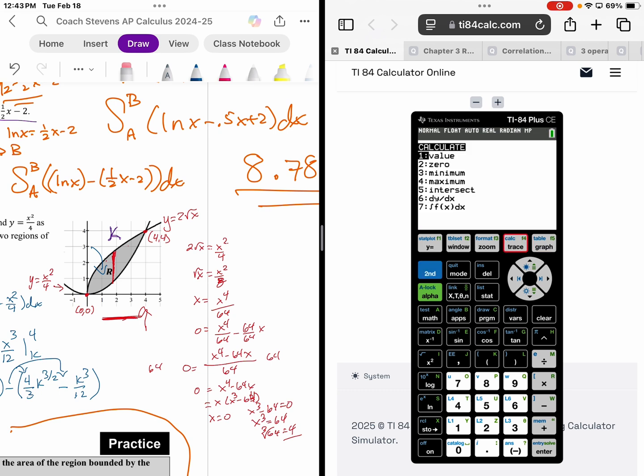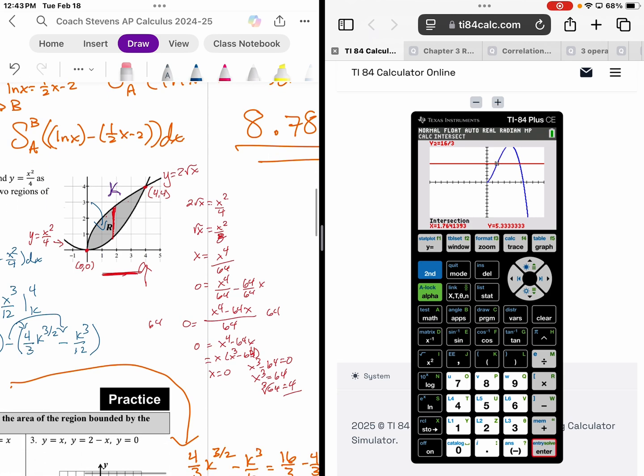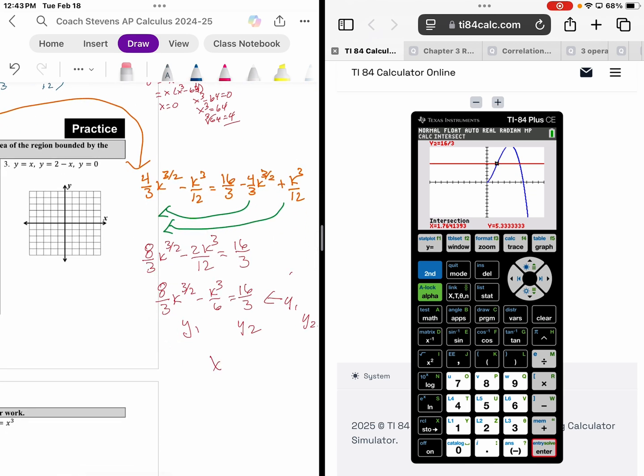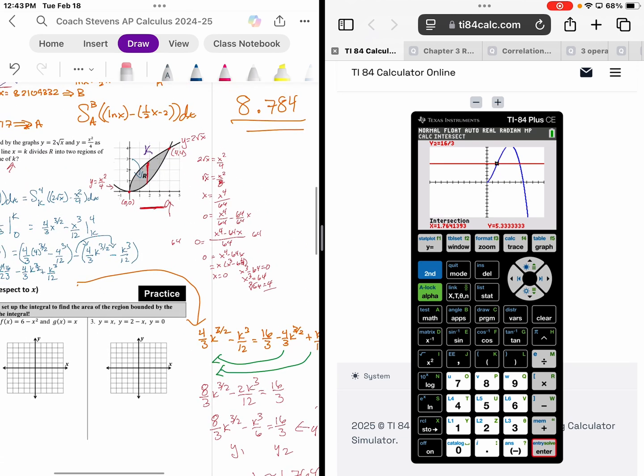So second trace, intersect, get close to that point on the left, hit enter, hit enter, hit enter, and it tells me 1.764. So they're telling me that they intersect at x is approximately 1.764. That's where they intersect. So k is approximately 1.764. There's the k value.